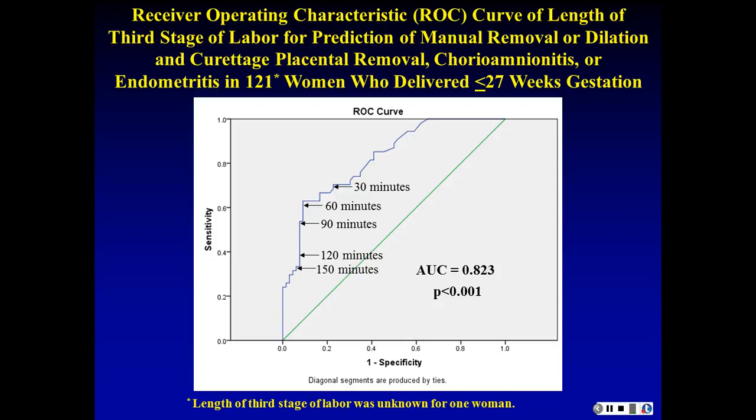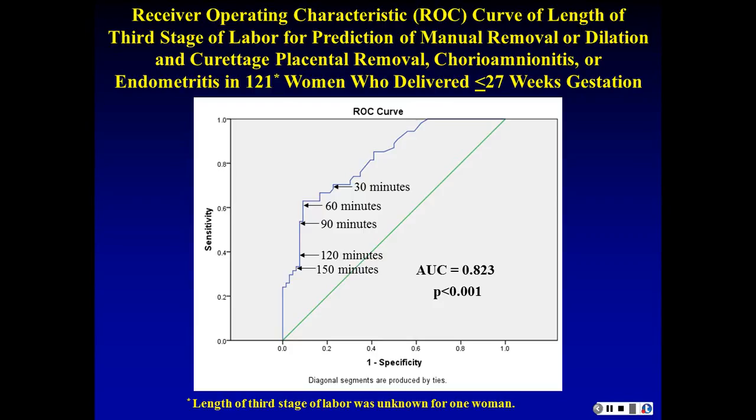But now supposing that you as clinicians said, 78% specificity really isn't that good, I'd like to try to increase my specificity. So if you take 60 minutes as your cutoff, what happens? Well, your sensitivity now decreases to 61%. 61% of women who have the composite endpoint will have lengths of third stage of labor more than 60 minutes. Your specificity increases to like 93%, which is excellent.